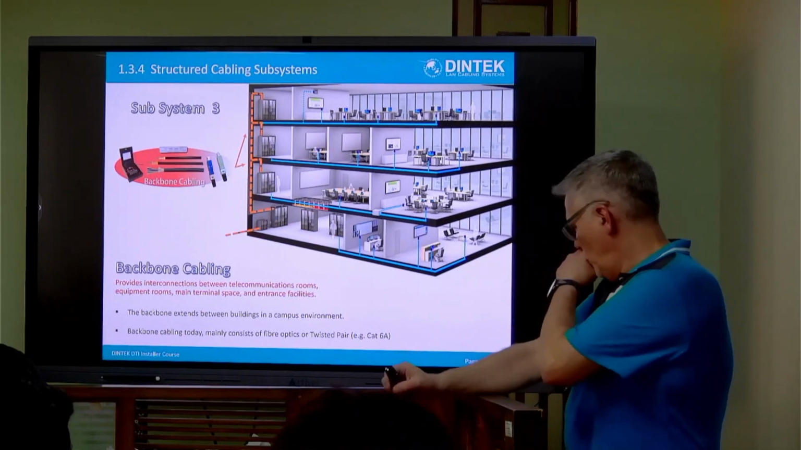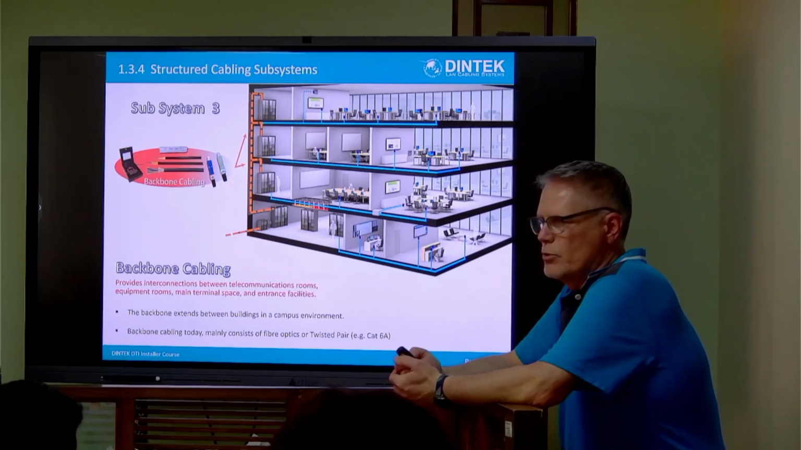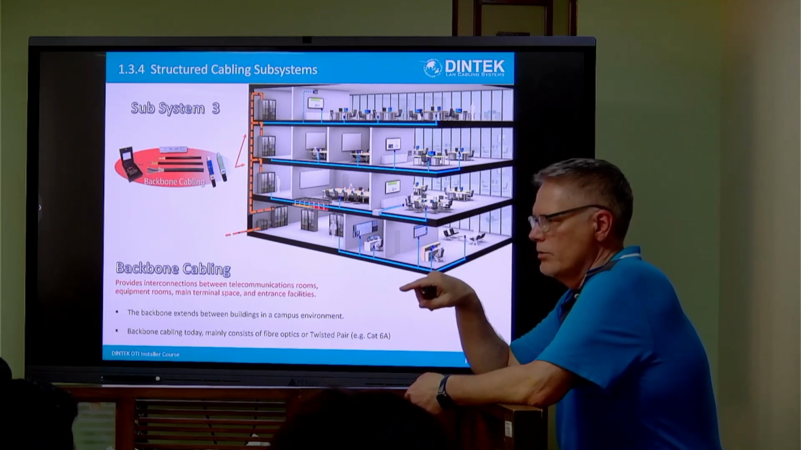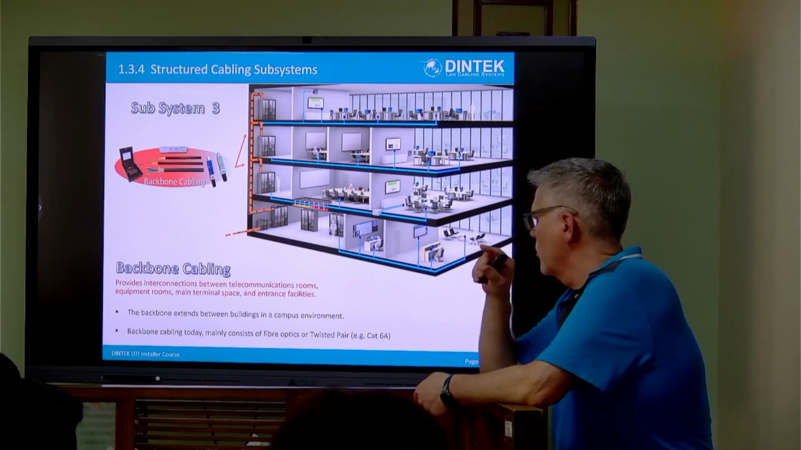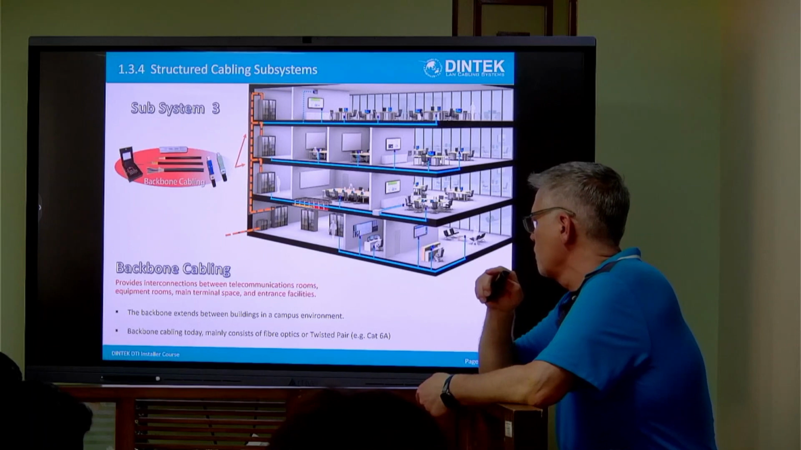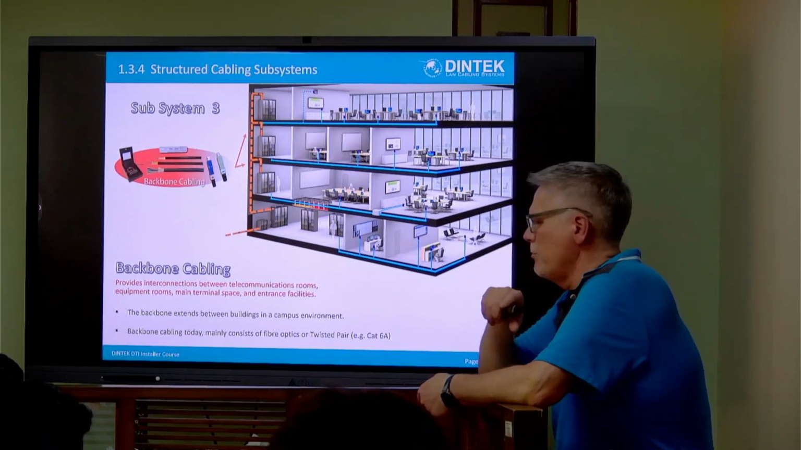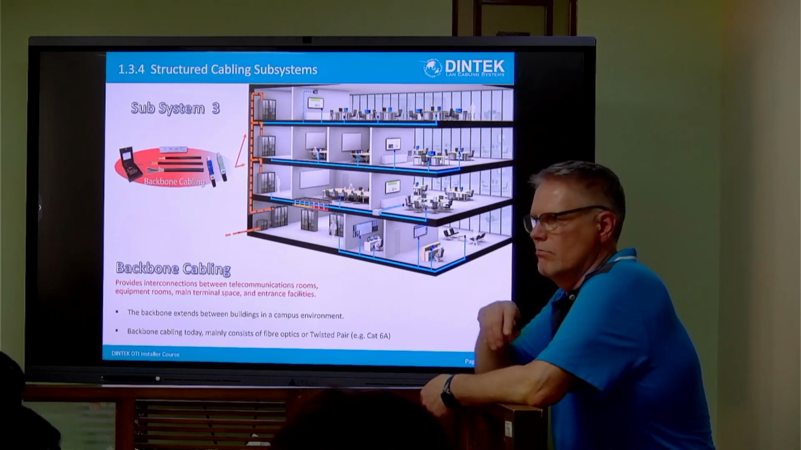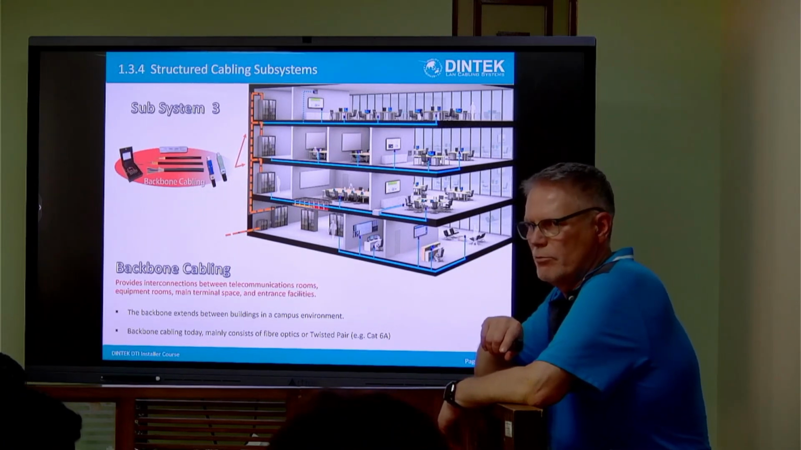Backbone cabling. So backbone cabling is all of those points between campus, building, floor distributors. It provides the interconnections between the telecommunications room, equipment room, main terminal space, and the entrance facility. It extends between buildings in the campus environment and mainly consists of fiber nowadays, but you can use Cat6, Cat6A. It just gives you a lower amount of bandwidth.